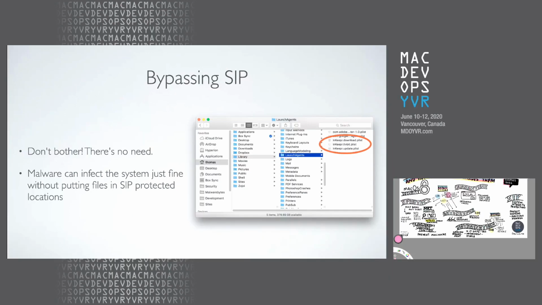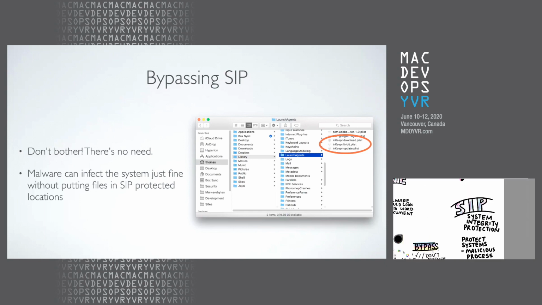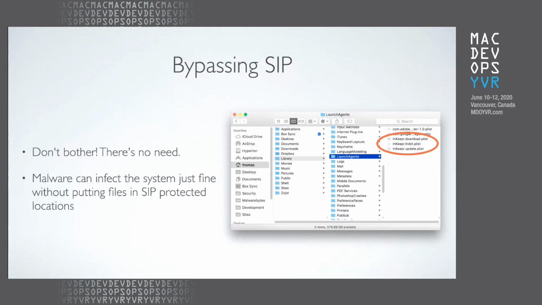So, bypassing System Integrity Protection: to this I say, don't bother. There's really no need. If I'm writing malware to infect your system, my malware can run and infect your system, grab your data, do all the bad things that malware wants to do without requiring even root permissions, much less injecting files into SIP protected locations. So here, you can see an old example where malware just put some launch agents into the user's launch agents folder. No special permissions needed there, and your malware is persistent on the system.